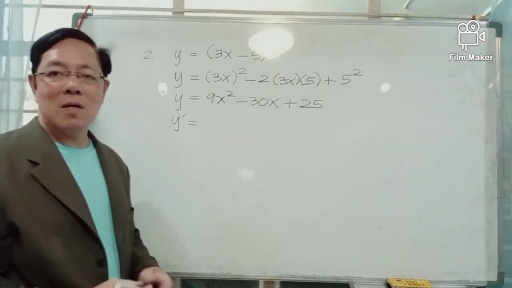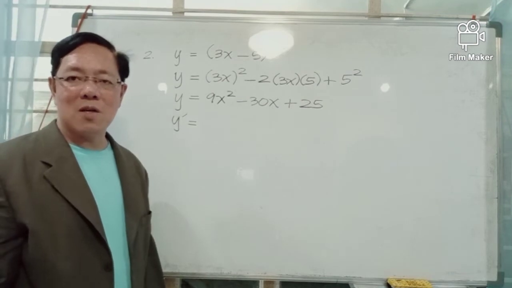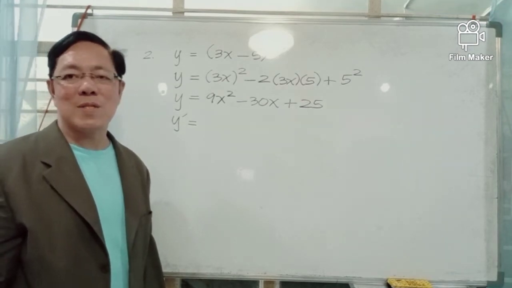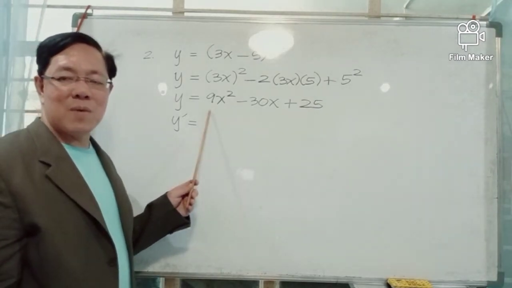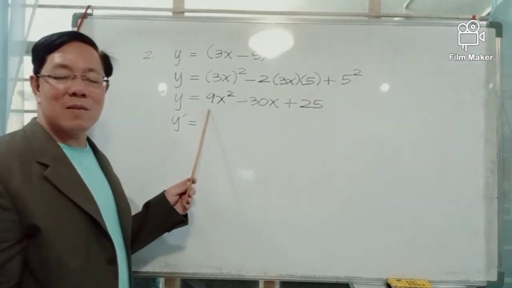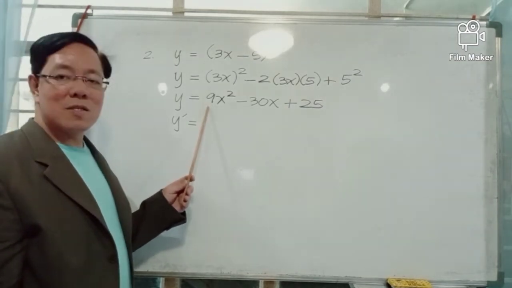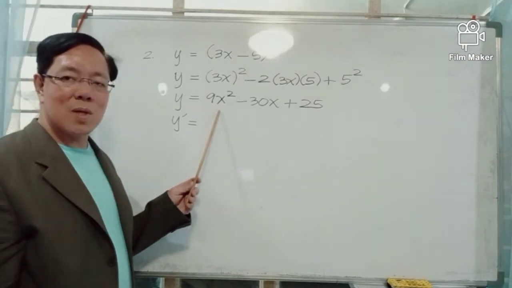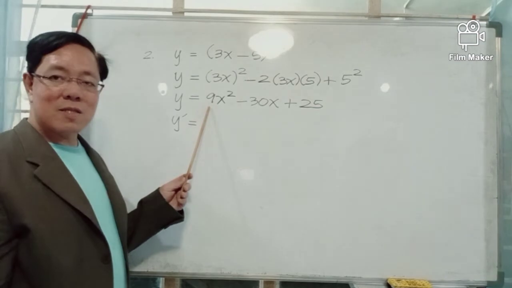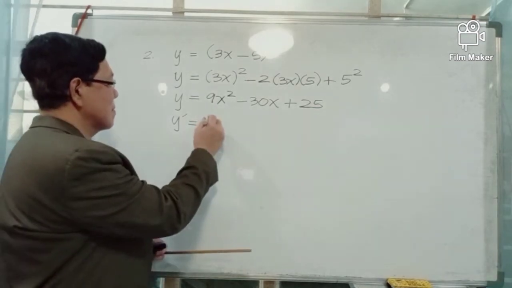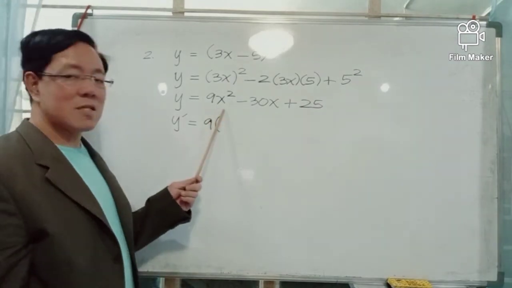By the second theorem on differentiation, the derivative of a constant times a function is equal to the constant times derivative of the function. We apply that second theorem for differentiation to get the derivative of the first term, 9x squared. The constant is 9, the function is x squared. Derivative of 9x squared equals the constant 9 times the derivative of x squared.